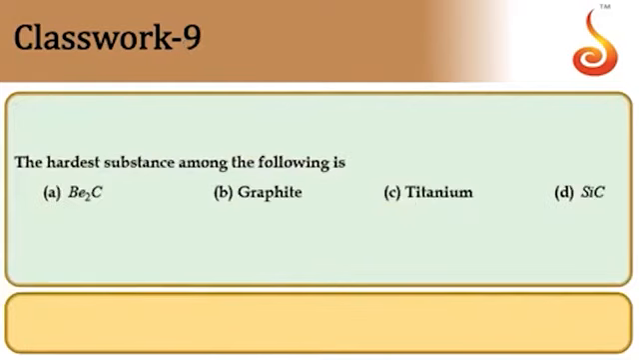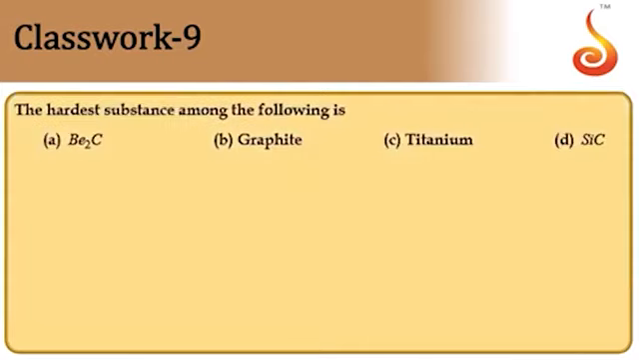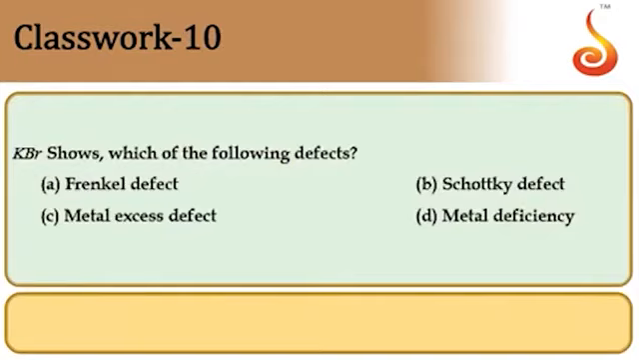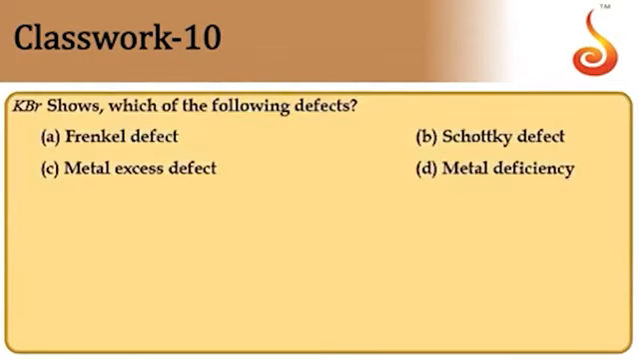Then the hardest substance among the following is silicon carbide. In silicon as well as carbon, both are tetravalent. Both are tetrahedrally bonded to each other, and it is next to diamond. It has a diamond type of structure. So it is the hardest substance among the given options. So option D, silicon carbide. Then KBr shows Schottky type of defects. The first group metal halides show Schottky type of defects. So the option is B.